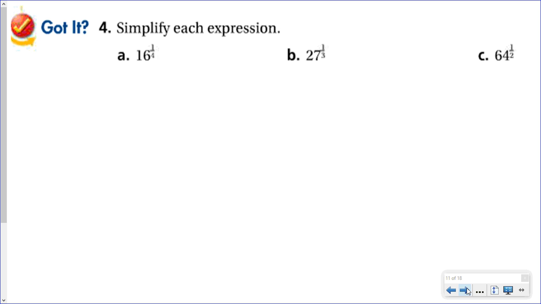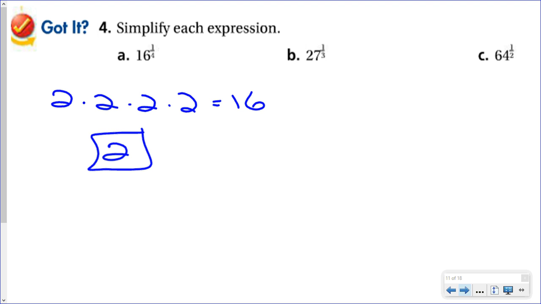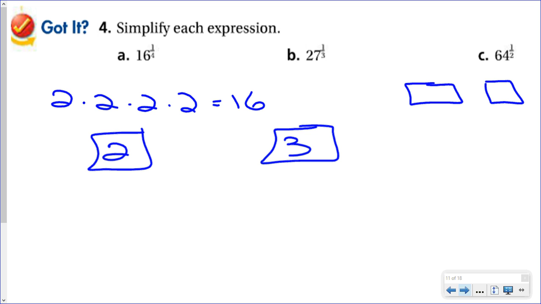Here are some other ones that I would recommend for your notes to practice on. You need 4 numbers to get to 16, and it's got to be the same number over and over again. It would be 2 times 2 times 2 times 2. That means your final answer is just 2. On letter B, what number times itself 3 times gives you 27? That answer is 3. And for 64, you just need 2 numbers. What times what gives you 64? It's got to be the same number, though. Final answer for that one is just 8.